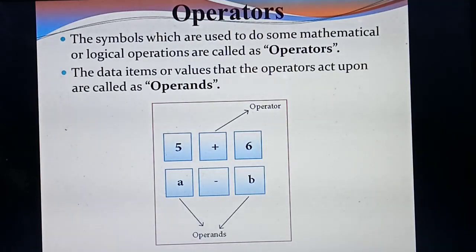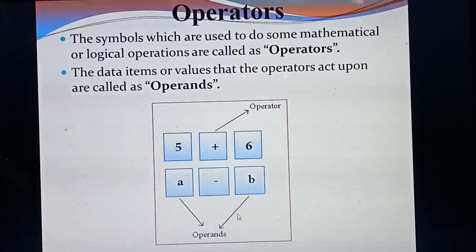See the example, then you will understand. 5 plus 6. Which is the operator? The symbol used for doing calculation. Which symbol are we using here? Plus. So plus is the operator. Next, the values that operators act on. What are the values here? 5 and 6. In the earlier case, A and B. That is called operands.